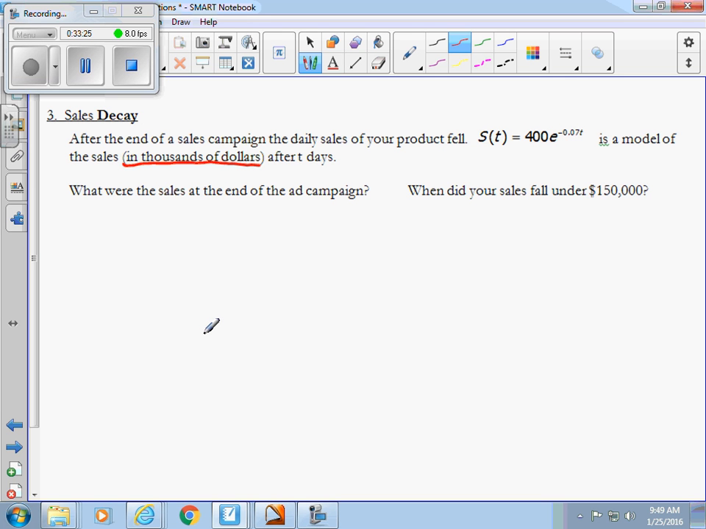Where were the sales at the end of the ad campaign? Notice it says after the end of this sales campaign. Right, so this is the model after the end of the sales campaign. So would you agree the first time after the end of the sales campaign would be at time 0? So what were the sales at the end of the ad campaign? What am I going to put in the calculator?